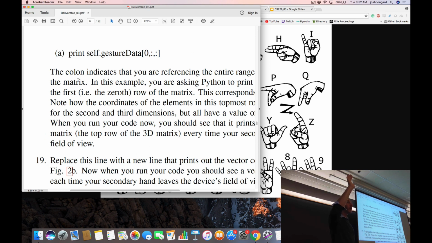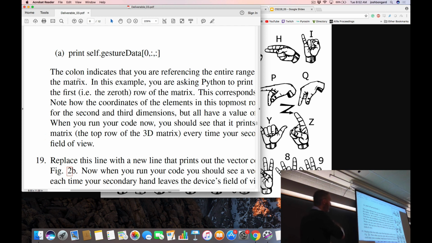Give me all the information about the metacarpal in the thumb, right? So if we put in 0, 0, colon, we would expect back 6 numbers: the XYZ of the base of the metacarpal in the thumb and the XYZ of the tip of the metacarpal in the thumb. The nice thing about working with NumPy is if you cut out a slice from a matrix or a vector, it'll give you back a matrix or a vector. If I asked for gesture data 0, 0, colon, it will give me back a vector of length 6, all the coordinates for the metacarpal in the bone.